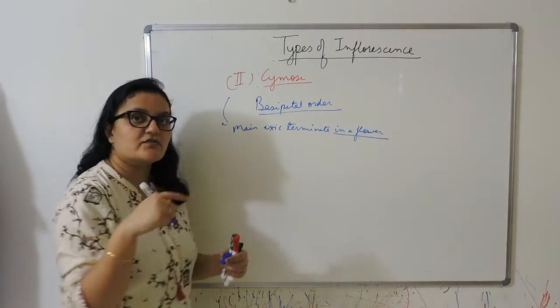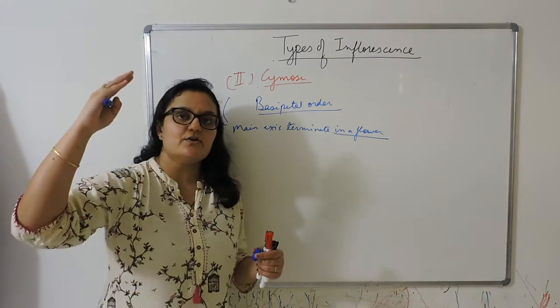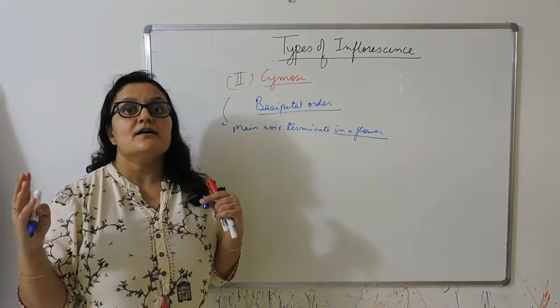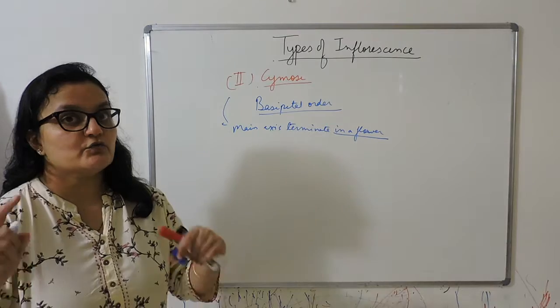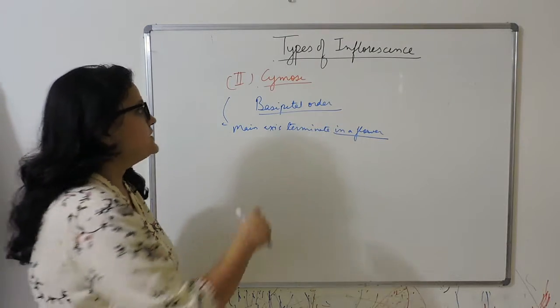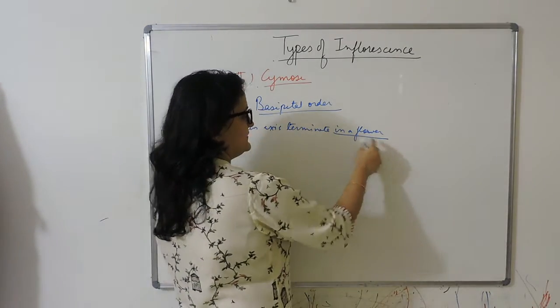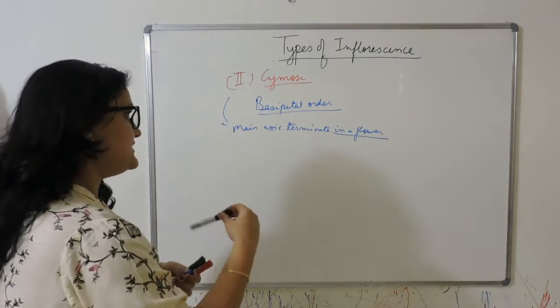In the case of racemose, the main axis continuously grows and the flowers are formed laterally. The main axis is not converted into a flower in racemose. So in cymose, the main axis terminates in a flower. It is divided into three types.